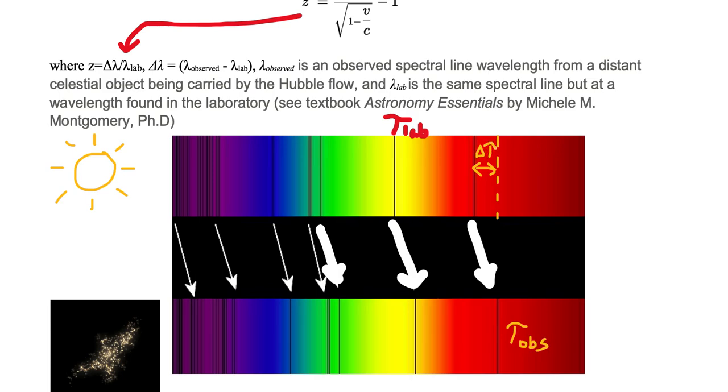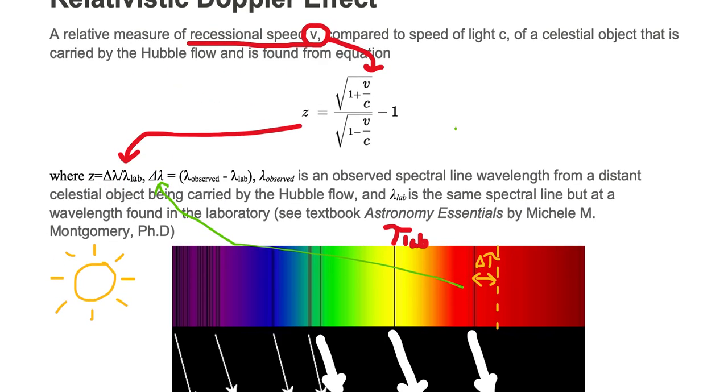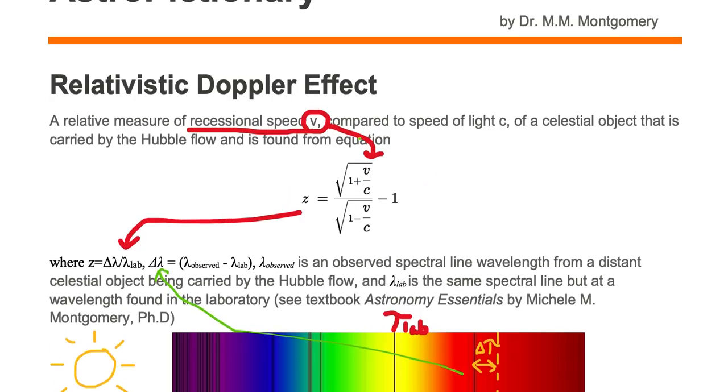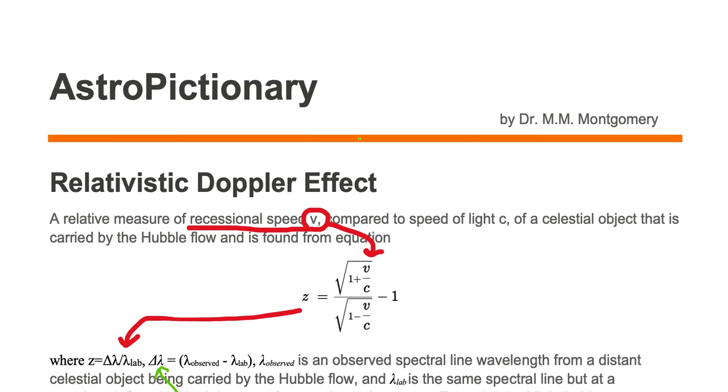Once you know delta lambda, you plug that into this equation to solve for z. Then you plug z into this equation to solve for v. And we get what's known as the relativistic Doppler effect, solving for the recessional speed v.